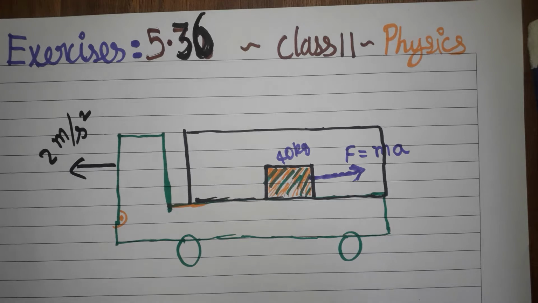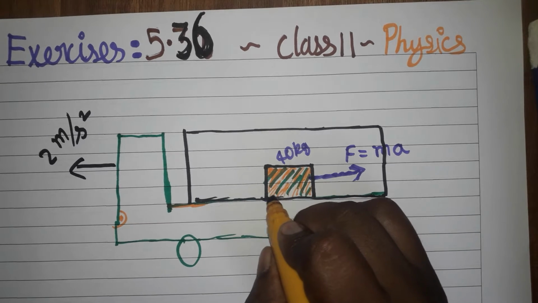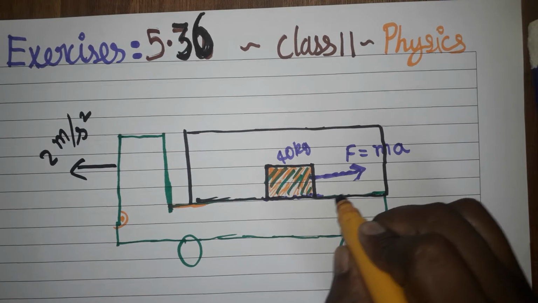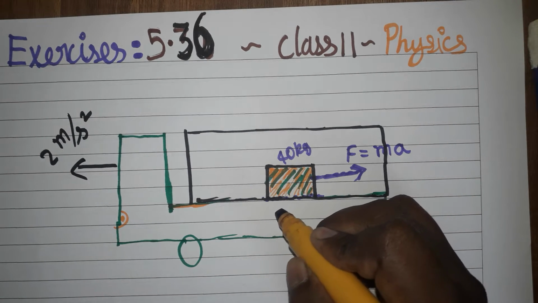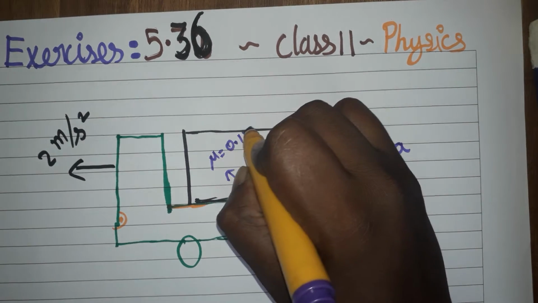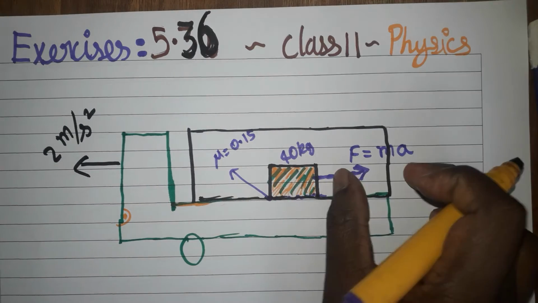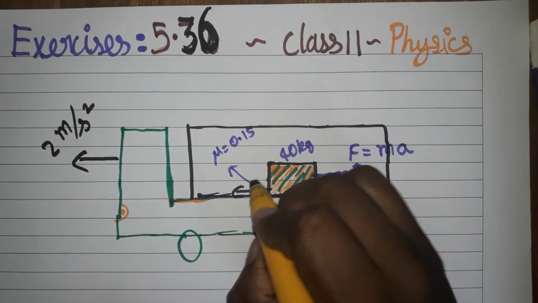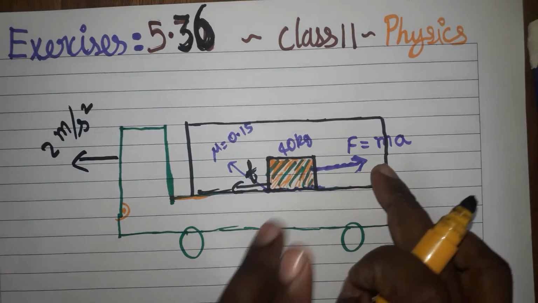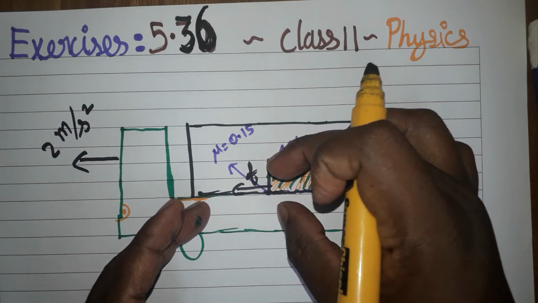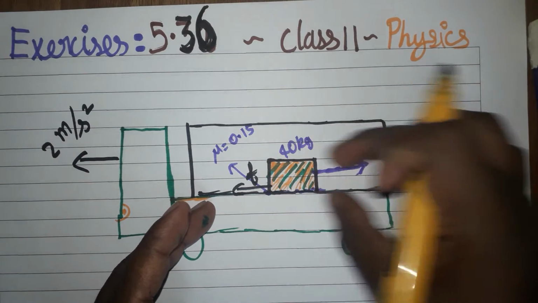This is given in the question. The coefficient of friction between the block and the truck is 0.15. When the block is sliding this side, the friction force will act in the opposite direction. If this force is greater than the friction force, then the block will slide. So now the block is sliding, moving this side.